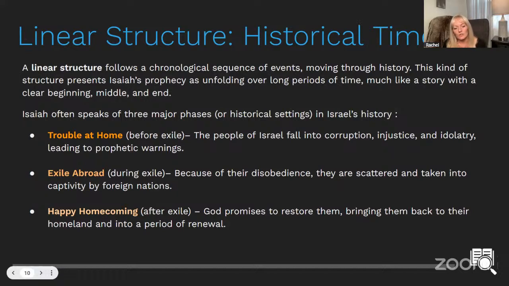Once they return from exile, we call it happy homecoming. There are other names for this too, but God restores them and brings them back to their homeland, and there's this period of renewal. We find a lot of this in types like returning to the garden, which I kept noticing this week. And because land is a blessing, we often see that as a fulfillment of it. Do you guys have anything you want to add to that?